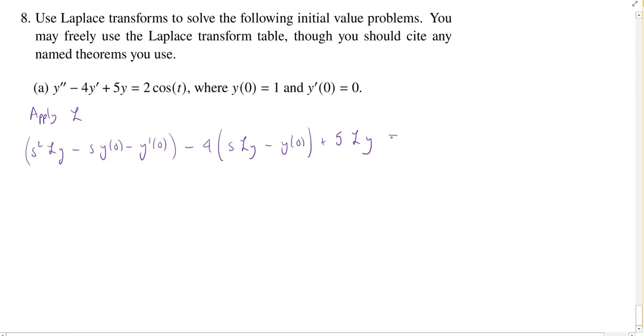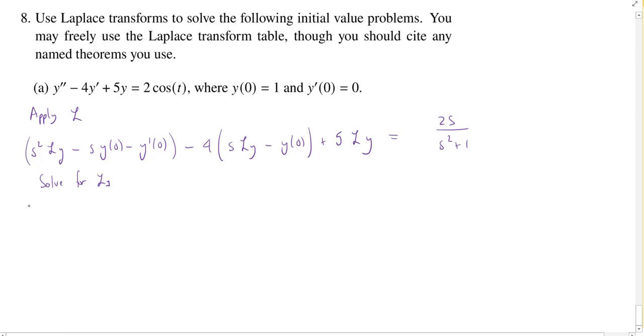What about the right-hand side? Well, I have 2 times the Laplace transform of cosine of t. That's s over s squared plus 1, right? Maybe I'll move the 2 into the numerator. That's fine. All right, let's do a little rearranging and solve for Ly.